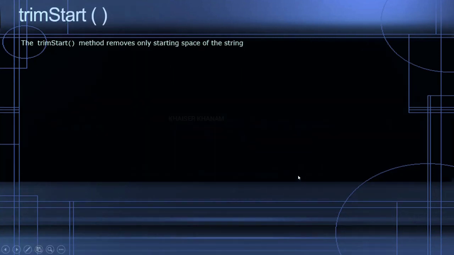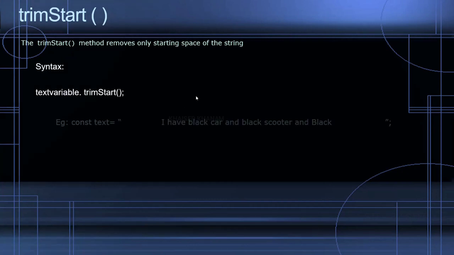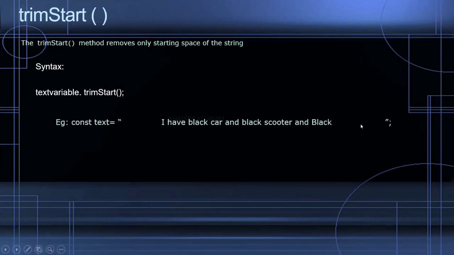Now we are having trimStart. We are going to see that practically as well. TrimStart, by the name itself we can understand, it is going to remove the starting space. This will be the syntax. If we are having space on both the sides, only this starting space will be removed. Okay, this space will be as it is. That we will see practically.